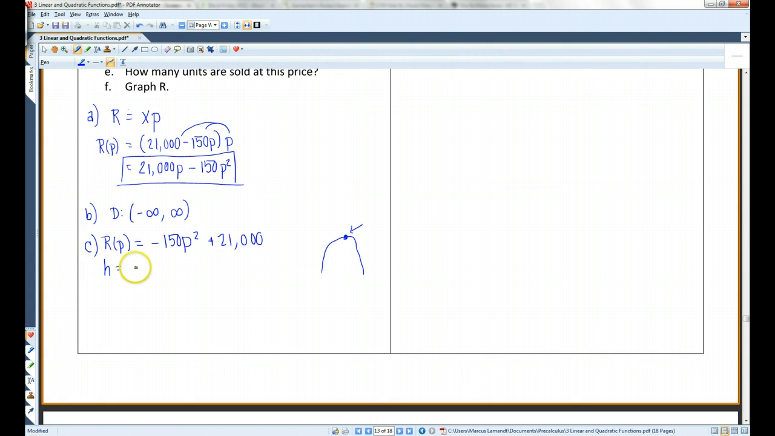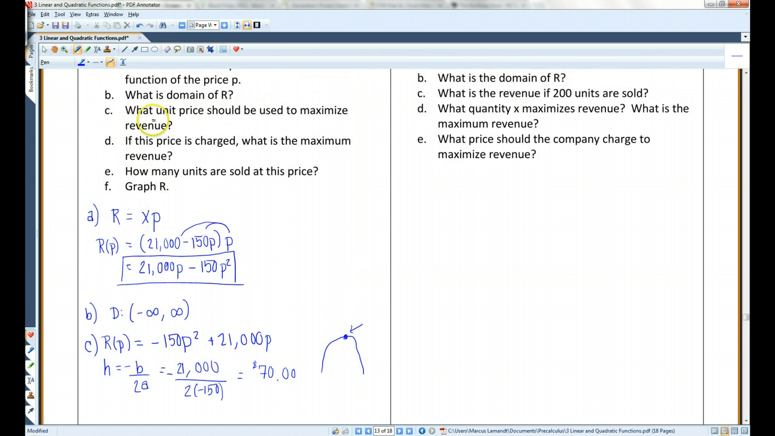My H is going to equal negative B over 2A, which in this case is 21,000 over 2 times negative 150. So this is going to be 21,000 over 300. The negatives cancel out. You end up with $70. Okay? So that is the unit price that should be used if you want to maximize revenue.